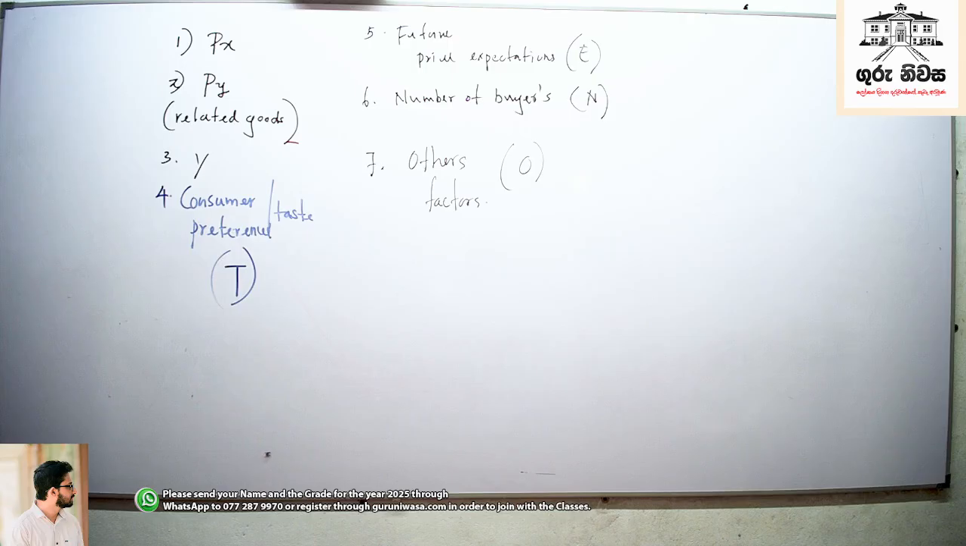If there is a rainy season, ice cream may not be demanded much, I don't know whether you agree or not. Then during the rainy season, the demand for umbrellas and rain jackets can increase, right? So these are other factors. You can include anything.